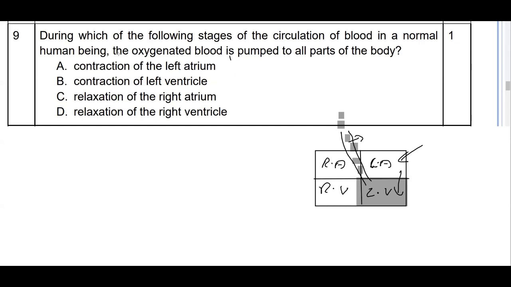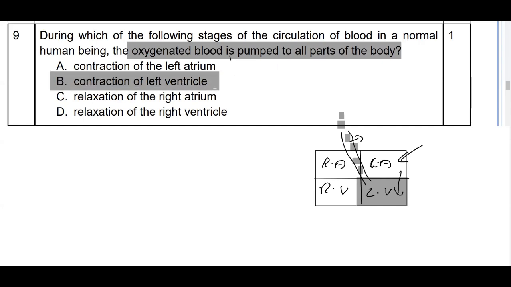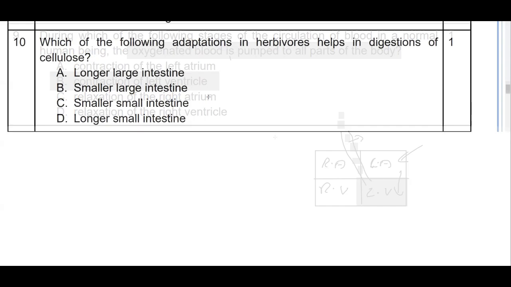So as of now, let's sum up: we have to figure out how oxygenated blood is pumped to all parts of the body. It will be pumped when the left ventricle contracts. So the left ventricle contraction option is there. That is, on contraction of the left ventricle, the blood goes to the rest of the body for the supply of oxygenated blood through the largest artery called the aorta.